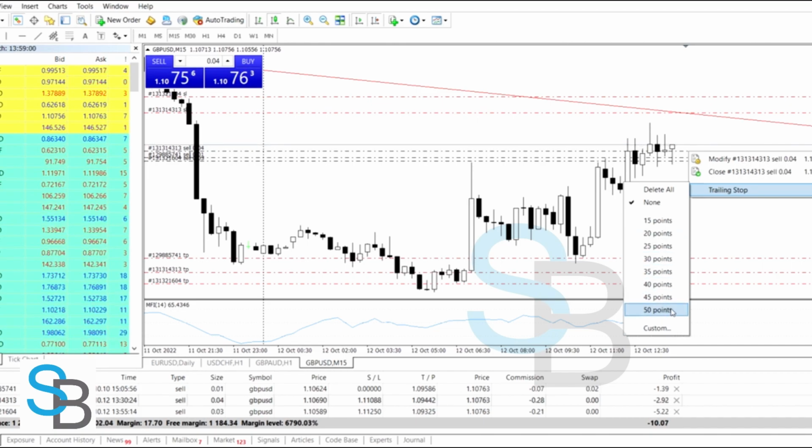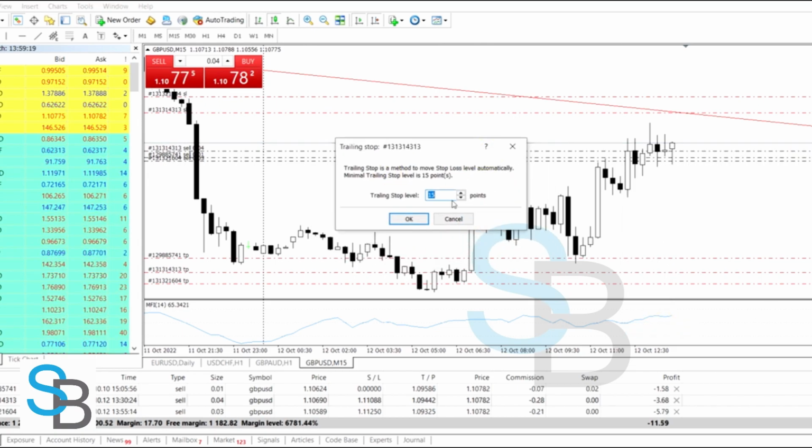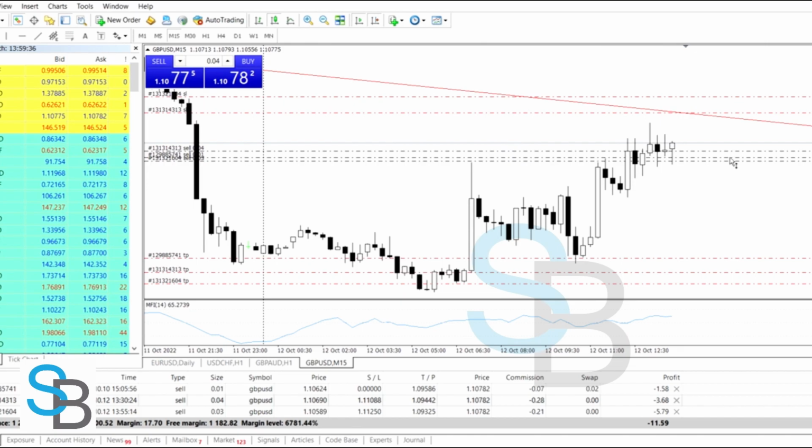Remember we spoke about points and how to calculate them, how to convert them to pips. You know that 50 points is 5 pips, right? So 45 points is 4.5 pips. 40 points is 4 pips, and so on and so forth. You can also choose a custom value where you specify the amount of pips or points you want. You know that there are 100 points in 10 pips, right? So if you choose 100 points, it means it's going to trail by 10 pips. So that's how the trailing stop works.